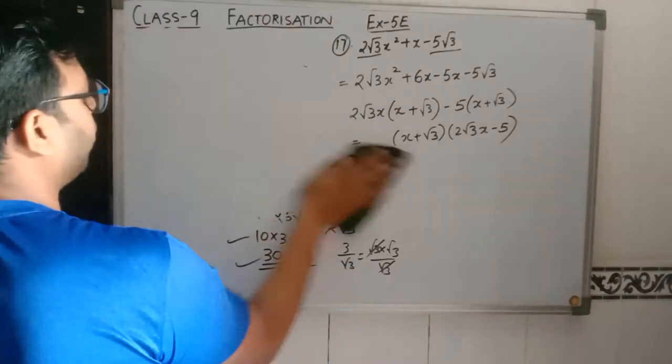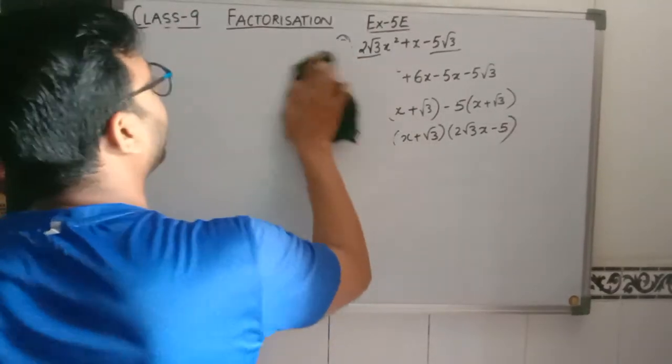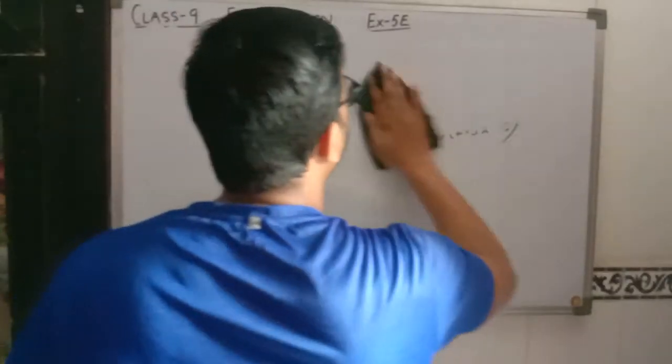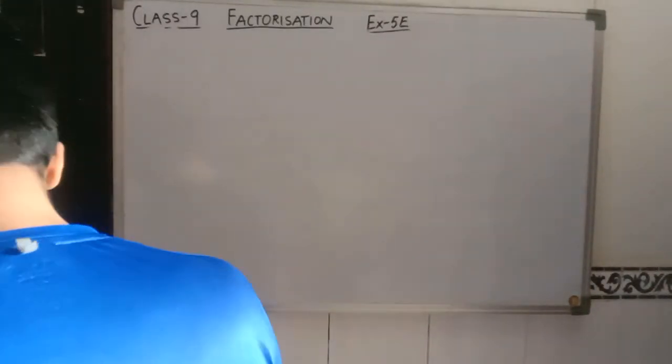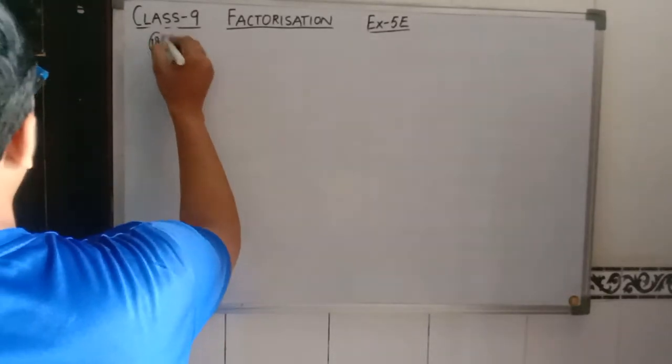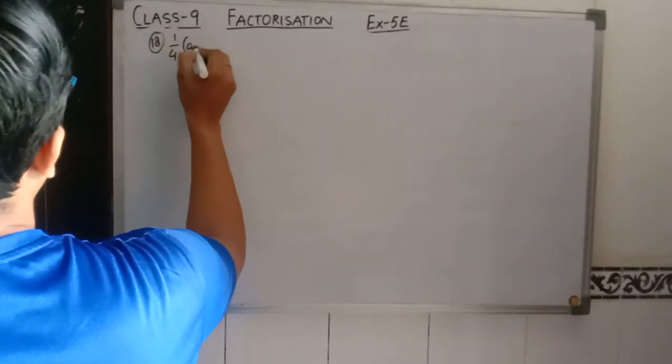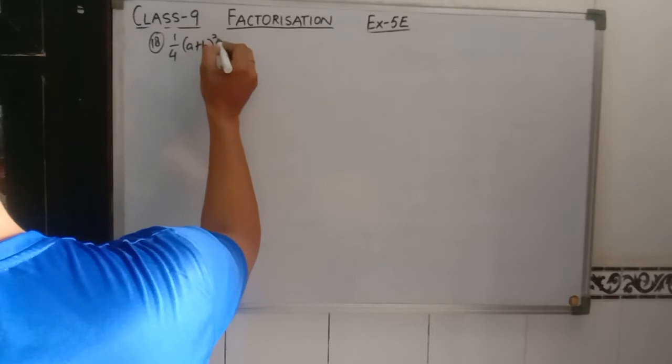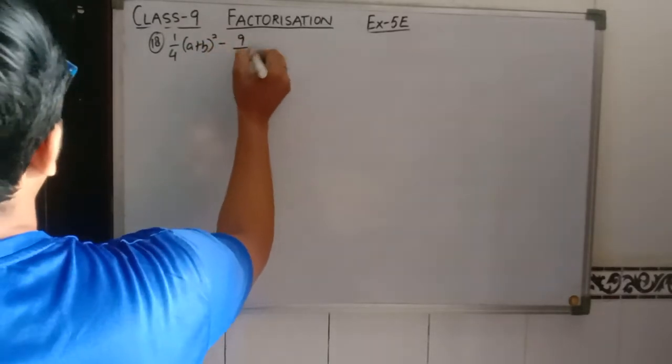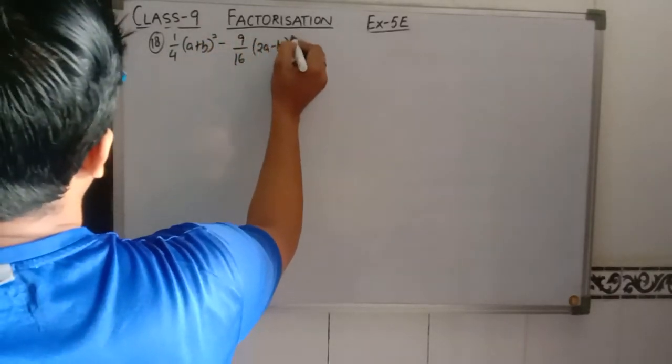Now proceeding forward, we are coming to the next question, question number 18. In question number 18, it is also looking a little different: 1 upon 4 (a plus b) whole square minus 9 by 16 (2a minus b) whole square.